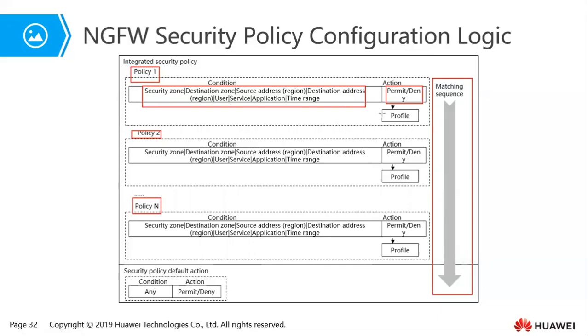Then after you've, for example, been permitted, you can be profiled. We can now check the other things. So if you don't match this policy, it checks the next policy. If you don't match this, it checks the next policy up to the end. If you don't match any policy, the default security policy action is deny. So if you don't match any, then the default is deny.